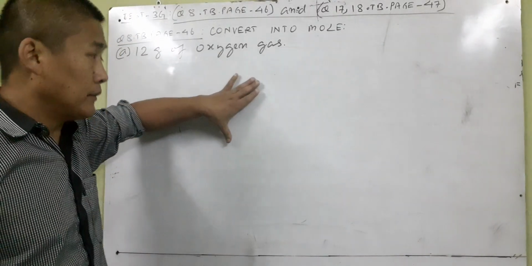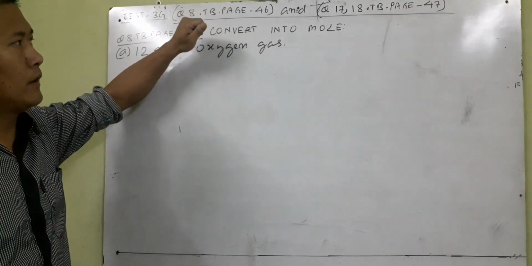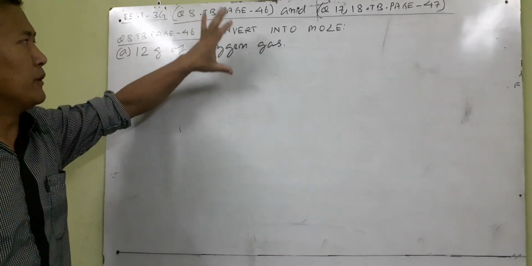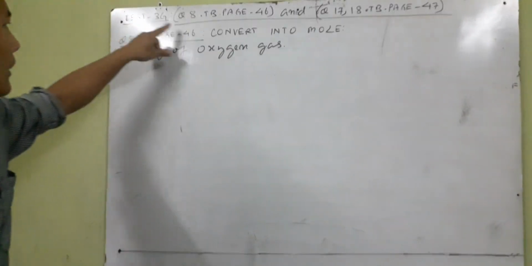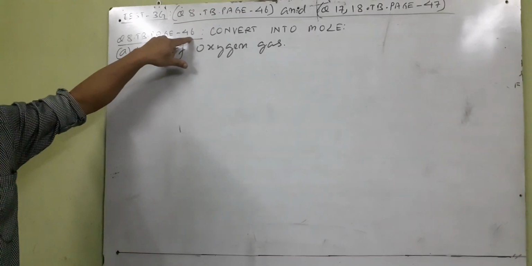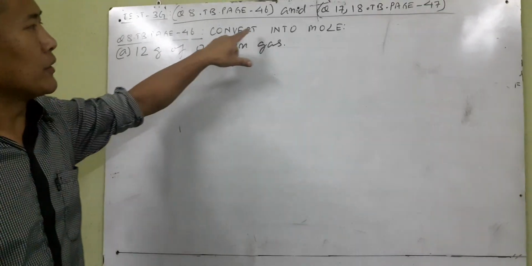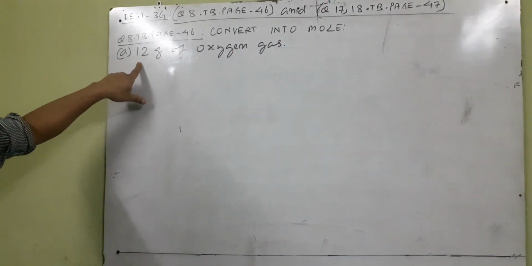Okay, so next here we have the test 3G, the last numerical test for chapter 3, science, class 9, atoms and molecules. The questions include these, so you can write them down and come back and join here. Question number 8, in the textbook you'll find it on page 46. I've even written the question here: convert into mole. The first one, A, 12 grams of oxygen gas.